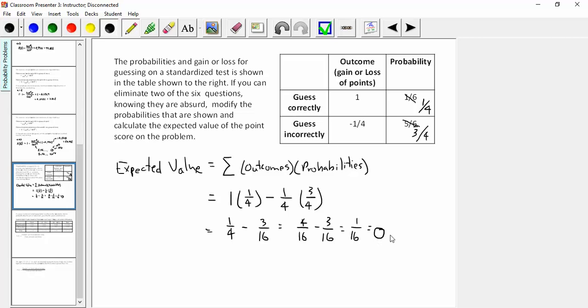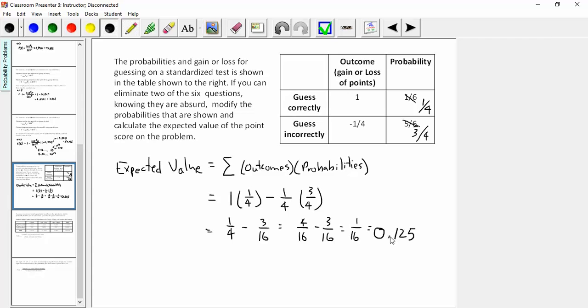Which means that's equal to 0.125. That's our expected value. With these probabilities and these outcomes, if we guess on this problem, or any problem that's like it, we can expect to score on average 0.125 points. Now you're not going to get 1/16 or 0.125 points on any particular problem, but when you add them up and average, you'll get that.